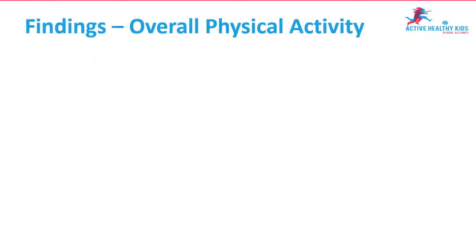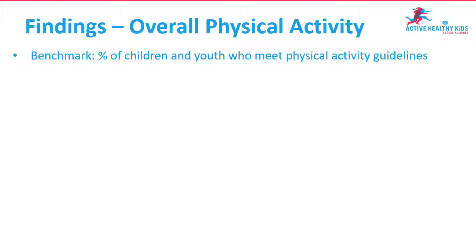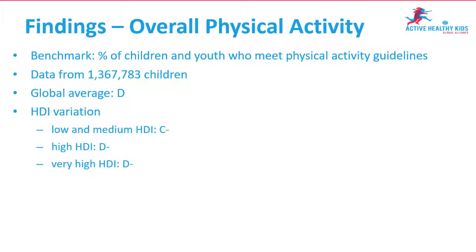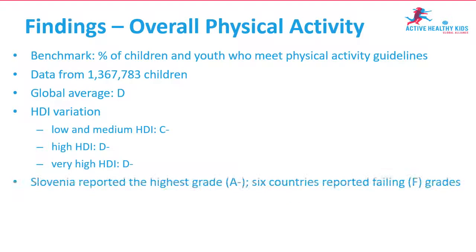I'm going to go through the overall findings in a similar format in the next 10 slides for each of the 10 indicators. They'll all follow a similar format. So for overall physical activity, the benchmark was the percent of children and youth who meet physical activity guidelines. Data were available from almost 1.4 million children. The global average was a grade of D. In terms of Human Development Index variation, I won't read that out each time, low and medium income countries had an average of C-, high income countries D-, and very high income countries D-. So you can see the low and medium income countries doing substantially better. That's about a 10 to 15% increase in proportion meeting the guidelines.